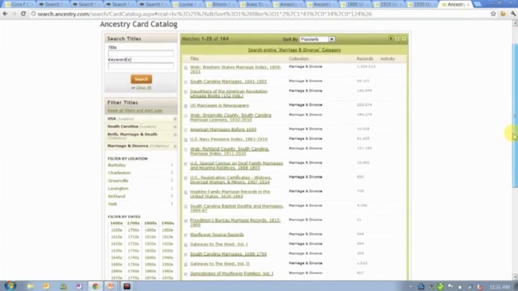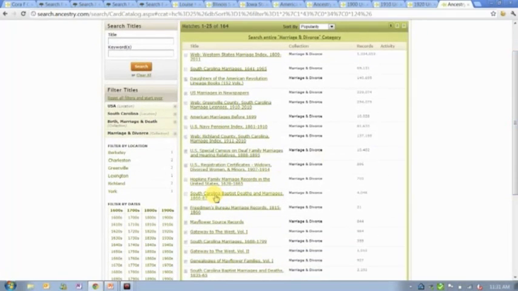Also, if I scroll down here just a little bit more, here's one, South Carolina Baptist deaths and marriages from 1866 to 1887. It's not a very big database. There's only 4,000 records in it. But if your family was Baptist living in South Carolina during that time, those are some church records that are available online that might help provide that information.